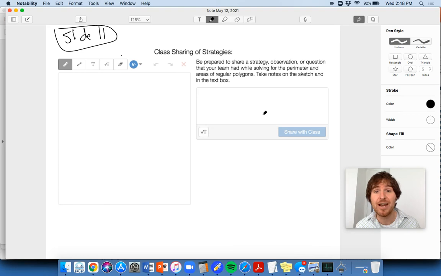Be prepared to share a strategy, observation, or question your team had while solving for perimeter and areas of regular polygons. Take notes on the sketch and in the text box here. So in your textbook, they go through this with you, but I'm going to go through it with you right now. For a regular polygon, we want to come up with a formula, okay? Regular polygon here. We want to do three things. Of regular polygons, we want to come up with a perimeter formula. Well, that's pretty easy, okay? And we want to figure out an area formula here, okay?